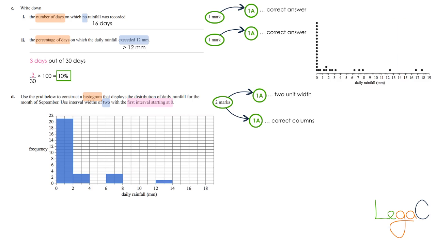And the last one is between 16 and 18. There are 2 dots, which means 2 days. So now we can draw this column on the histogram as well. From the VCAA examiner's report, be very careful. Many students inappropriately drew columns with interval widths of only 1. So make sure that you read the question properly.